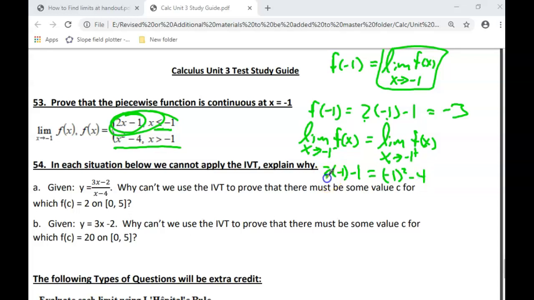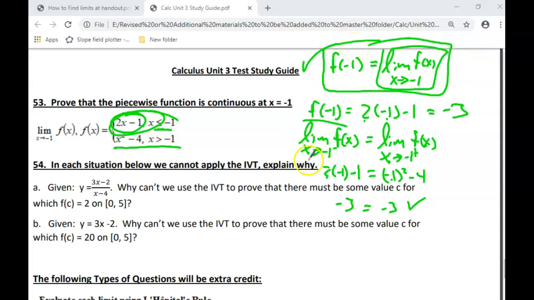So in this case, I get -2 minus 1, which is -3. And here I get 1 minus 4, which is also -3. So there it is. And therefore, we've proven this. So you have to find the value of the function. You have to prove that the limits from the left and right are the same, and that those two values you got are actually equivalent to the function's value, which is what we stated in the beginning there.